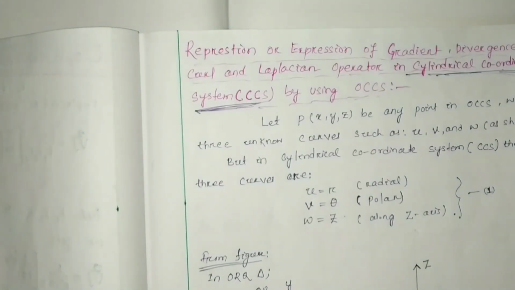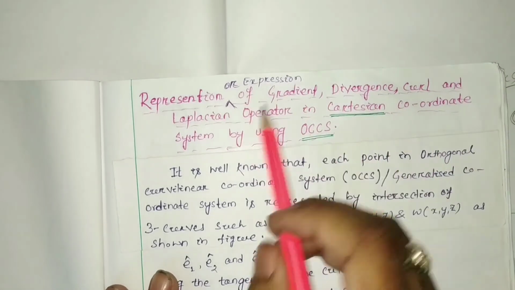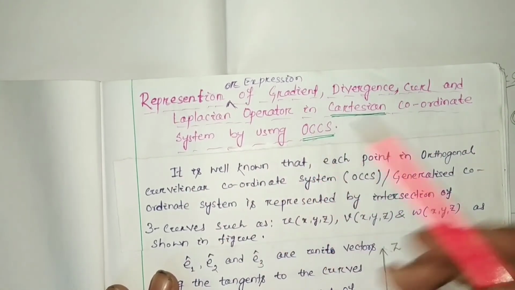So here we have to stop our discussion for this class. In our next class we are going to discuss representation or expression of gradient, divergence, curl and Laplacian operator in Cartesian coordinate system, then spherical, then cylindrical.